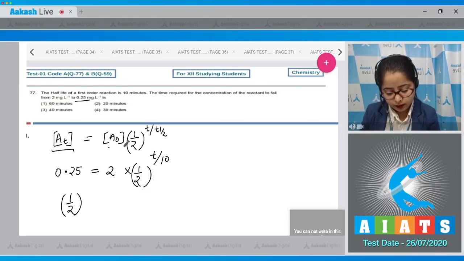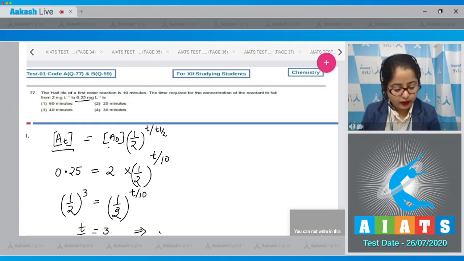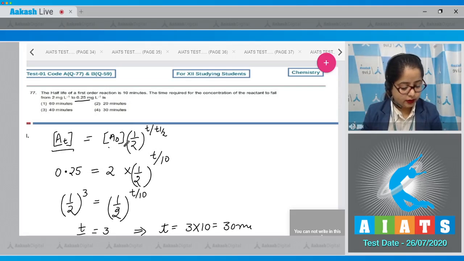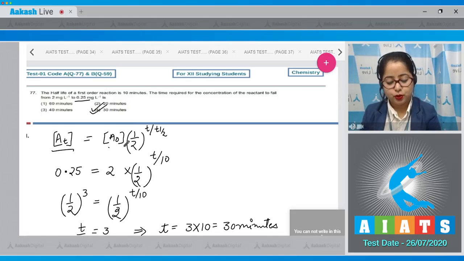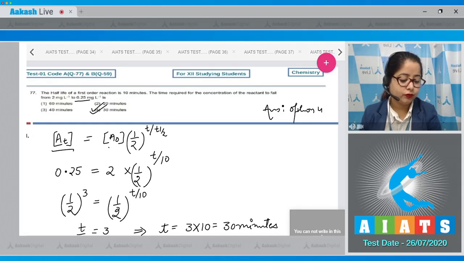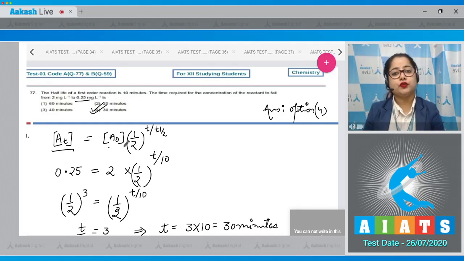Now students, let's further solve this question. This would become 1 upon 2 raised to the power 3, that is 1 upon 2 raised to the power t by 10. So t by 10 is equal to 3, or we can say that the time required is equal to 3 multiplied by 10, that is 30 minutes. So the correct answer for this question is option number 4. Moving to next question, students, which is question number 78.